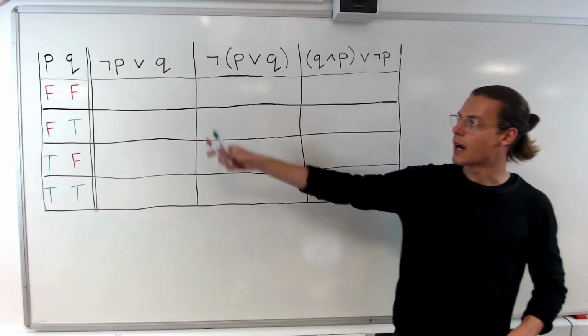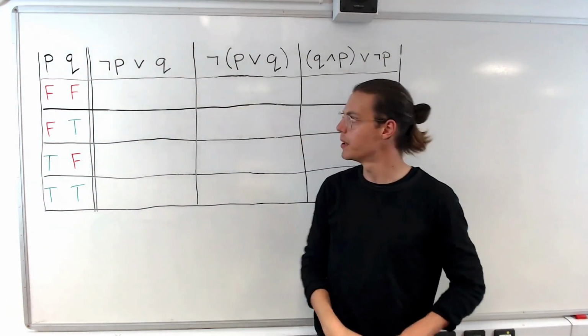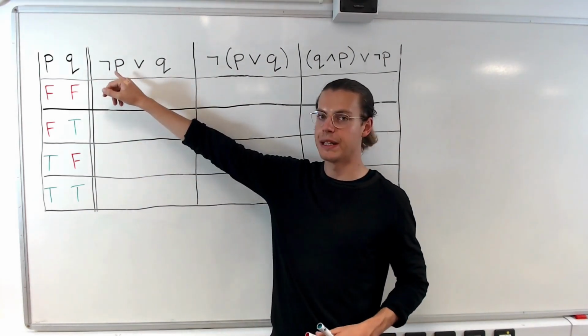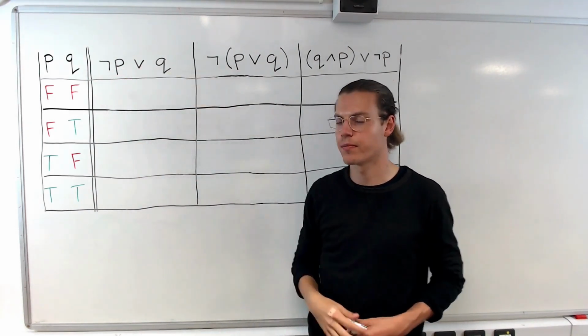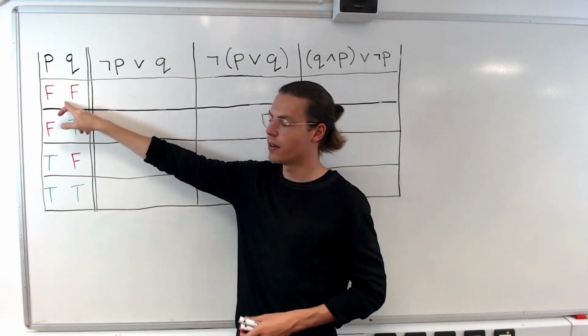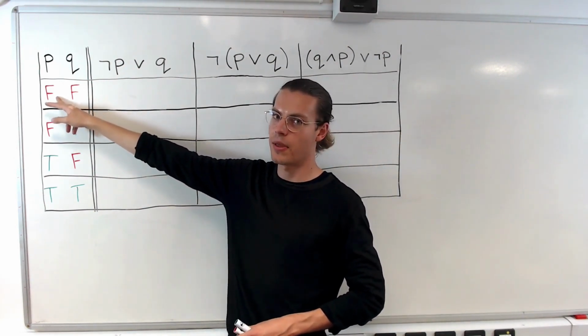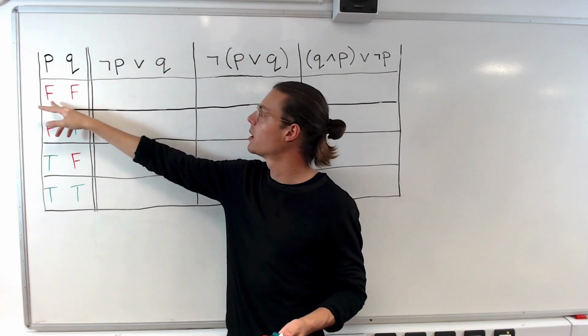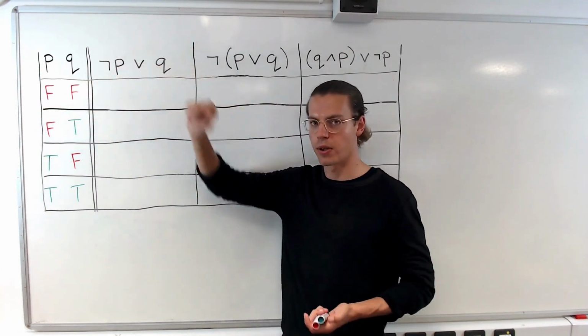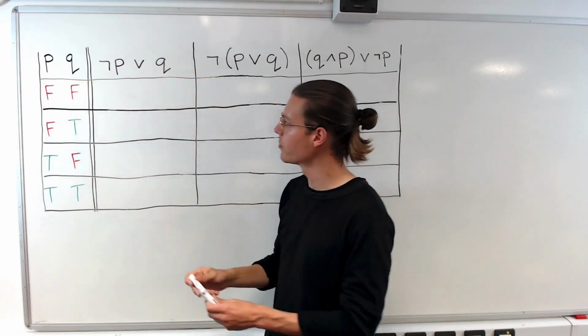So let's look at our first proposition. This is not P or Q. So first up, if P is false, then not P is true, and so not P or Q will be true.